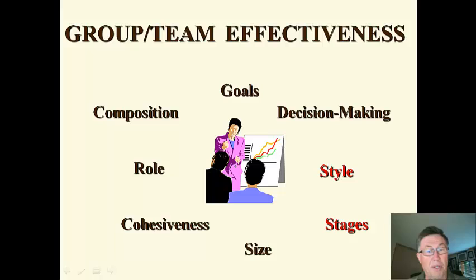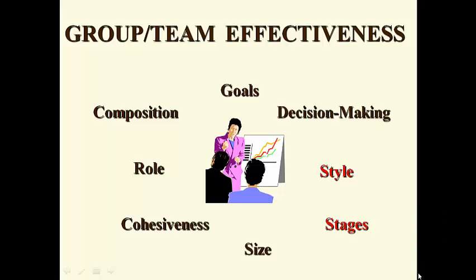There's the role each one takes. How well are they working cohesively together? Is it a big group, a small group? What are the goals? Is it a worthy goal? Is it something that's completely out of their reach? What's their decision-making approach? What is the style of the different individuals? And what stage are they in formation?